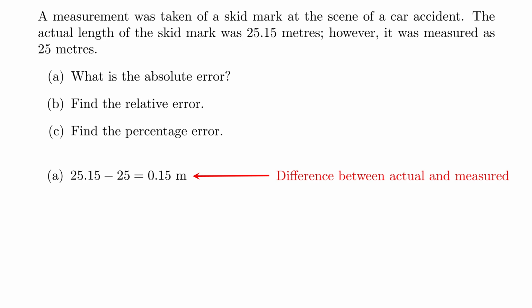Part B asks for the relative error. So again, this is a fraction where we compare the size of the error, so the 0.15, with the actual measurement, so 25.15 here. By making this comparison, we're just saying, well, how bad was the 0.15 meters of error in comparison to how big the actual measurement is? And so by dividing them, we get 0.006.